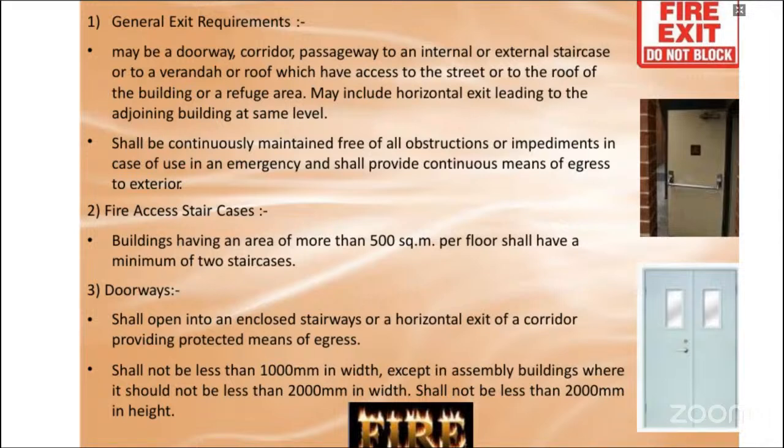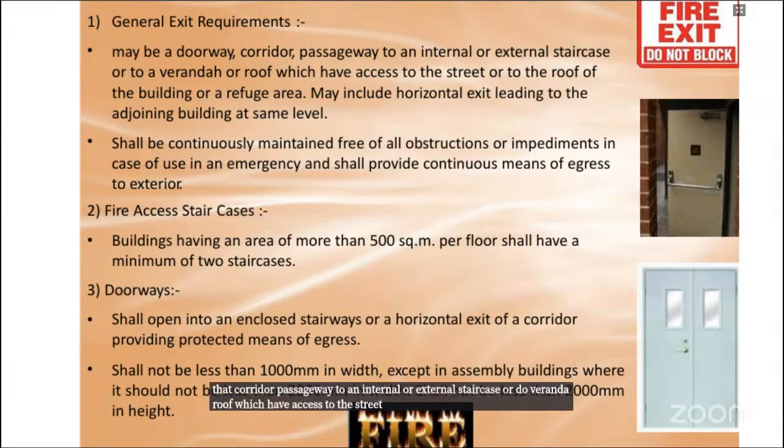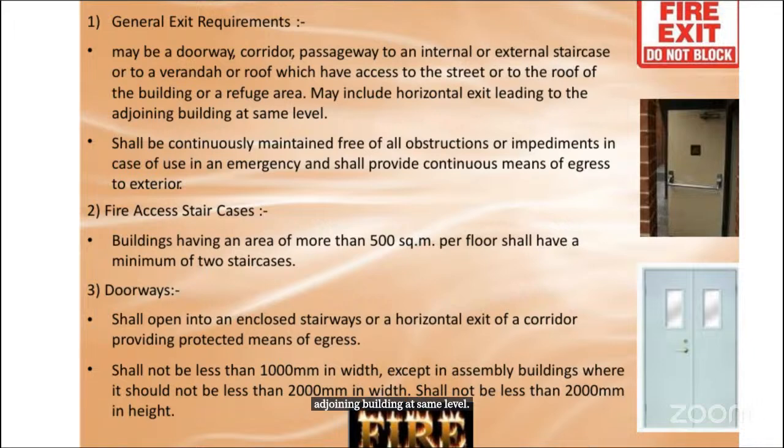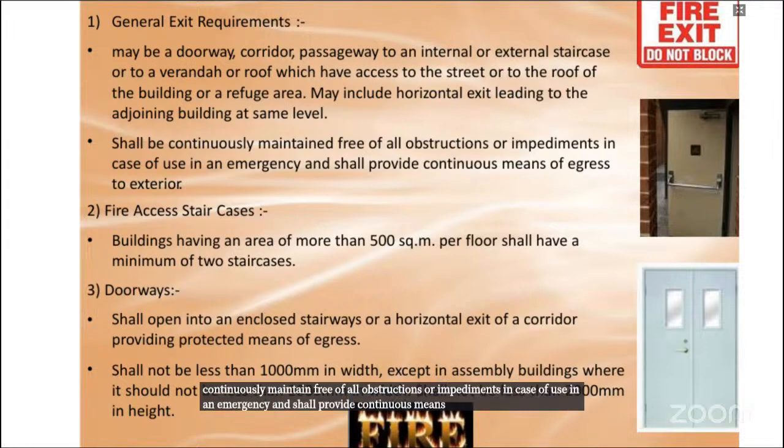So these are our codes: corridor, passageway to an internal or external staircase, or to veranda or roof, which have access to the street or to the roof of the building or a refuge area, may include horizontal exit leading to the adjoining building at same level. Continuously maintained free of all obstructions or impediments in case of use in an emergency, and shall provide continuous means of egress to exterior. You people have visited malls and different types of commercial complexes. There you see different types of exits.